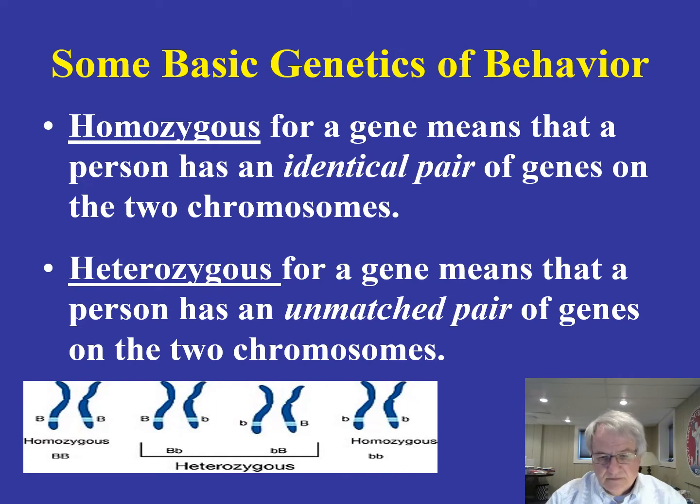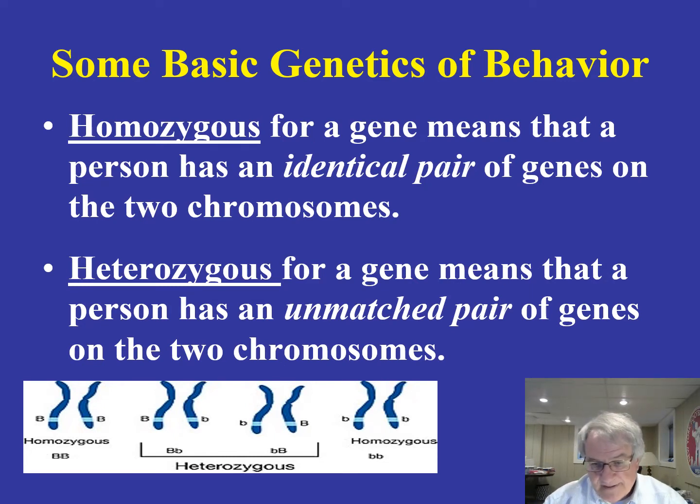There's again some terminology here that's important. One is this whole idea of homozygous genes and heterozygous genes. Homozygous genes means that a person has an identical pair of genes on 2 chromosomes. Heterozygous for a gene means that a person has an unmatched pair of genes on the 2 chromosomes.